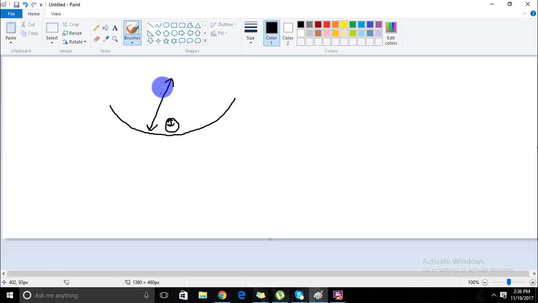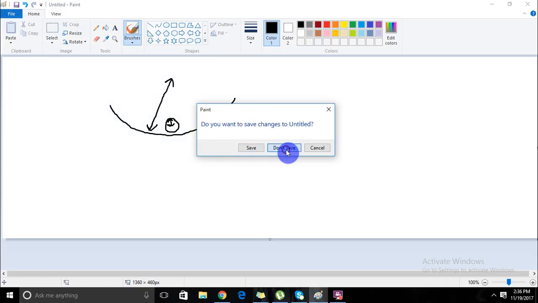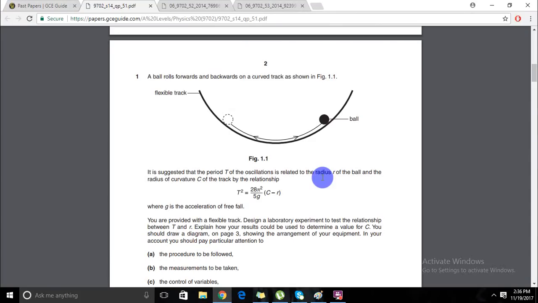So if we were to change the value of this or the value of this, there would likely be an impact on the value of the time period. And at this point, this is just conjecture. This is a suggested relationship which we have to either validate or prove invalid. And what is the suggested relationship? T squared equals 28 pi squared over 5g times (C minus r).